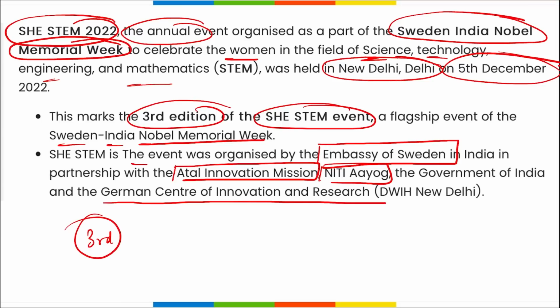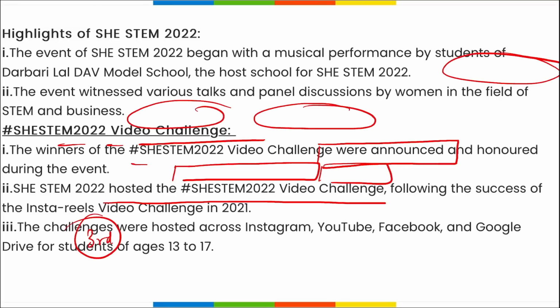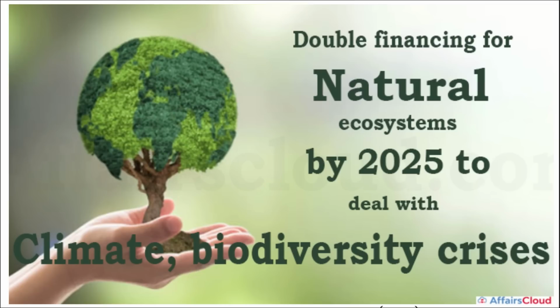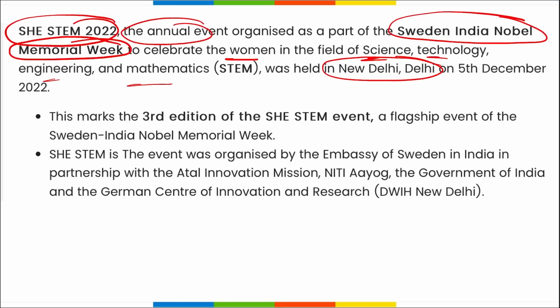Then apart from this, if we talk about some of the highlights, this event of the She STEM began with the musical performance by the students, and then the event witnessed various talks and panel discussions by women in the field of science, technology, engineering, mathematics, and business. All right, moving on. Next, here you can see also these all important things that we just discussed.